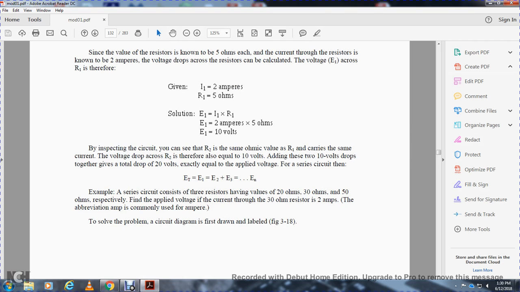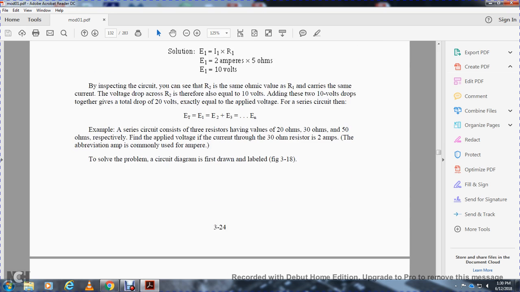Example: a series circuit with 3 resistors having values of 20 ohms, 30 ohms, and 50 ohms respectively. Find the applied voltage given a current of 2 amps through the 30 ohm resistor. The abbreviation amps is commonly used for amperes. To solve the problem, the circuit diagram is first drawn and labeled, figure 318.